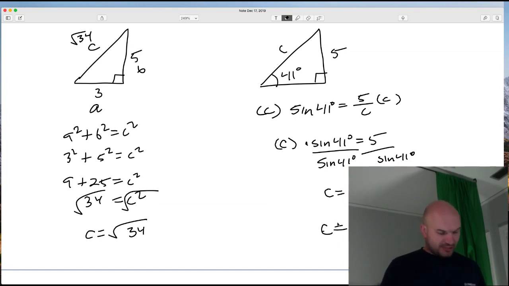In this case, we're dealing with degrees, so I'll do 5 divided by the sine of 41. I am in degree mode, so I'm good. Actually, let me double check one more time. Yeah, I'm good. So I'll do 5 divided by the sine of 41, and I'm getting 7.62, so again, I'm just going to round that.